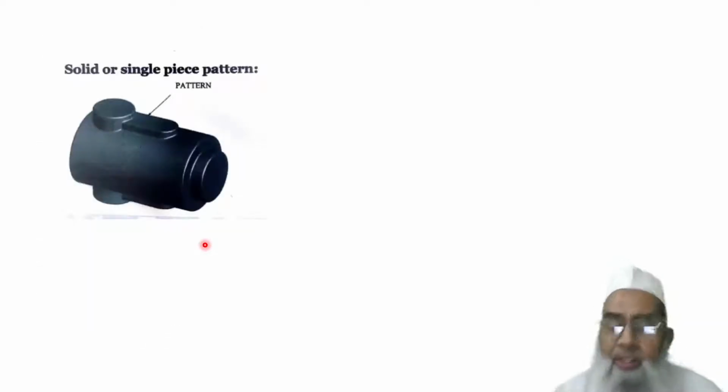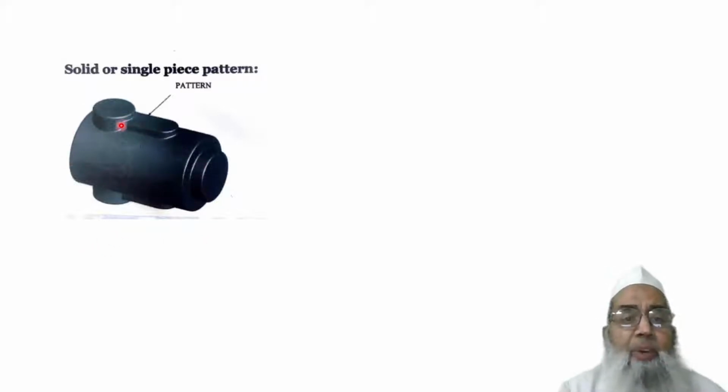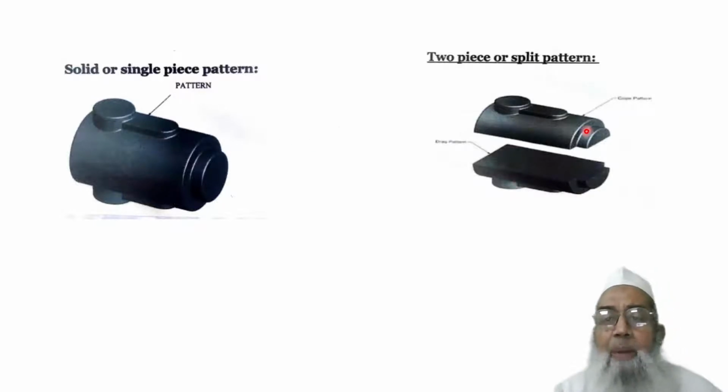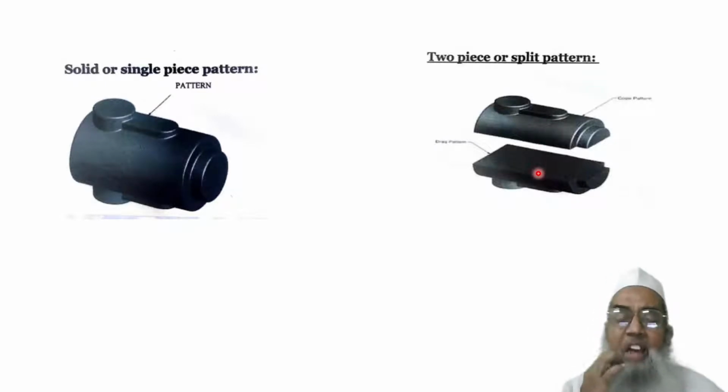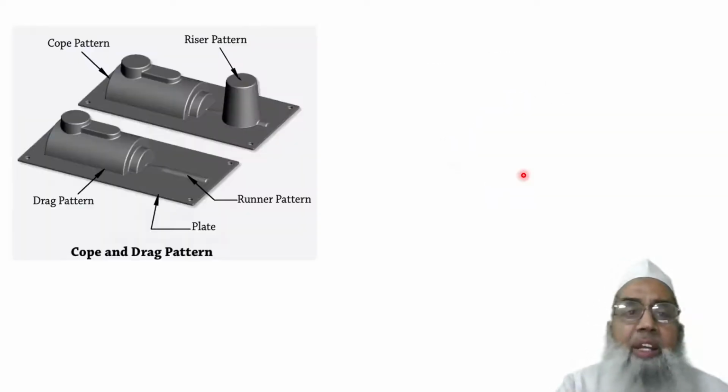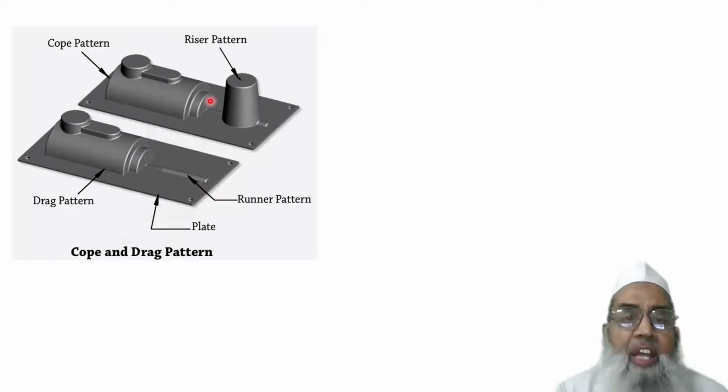Now this is a single piece. This is the product that we need, and it is made in one single piece, and therefore we call it a single piece pattern. This can be divided into two halves, the upper half and the lower half, and therefore it is known as a two-piece pattern. And if it is specified which half goes to which flask, accordingly we name it. We can call it the upper half, which has to be assembled in the cope, and the lower half in the drag.